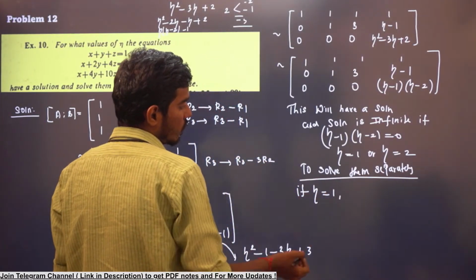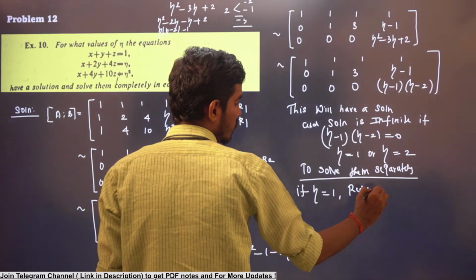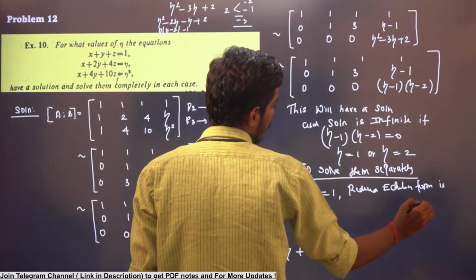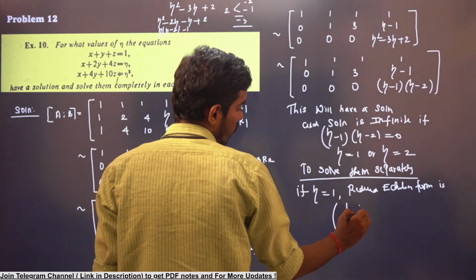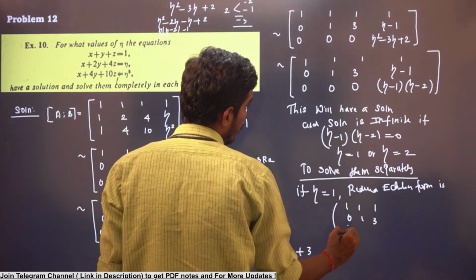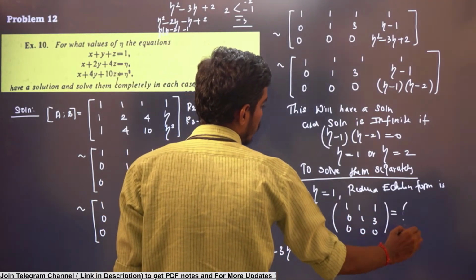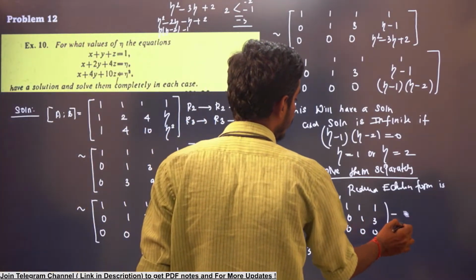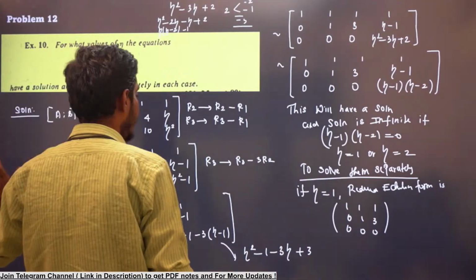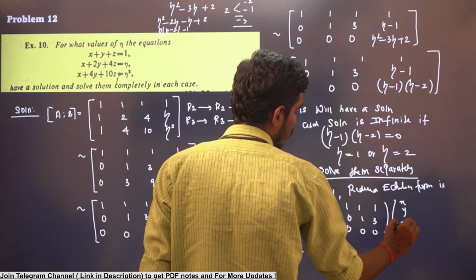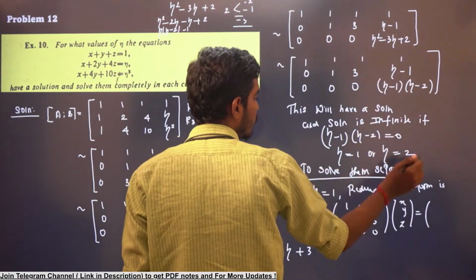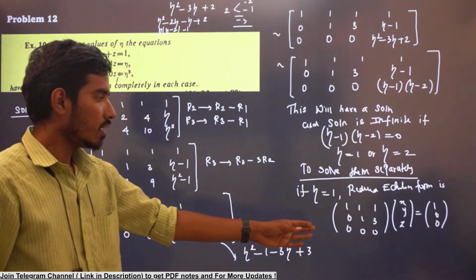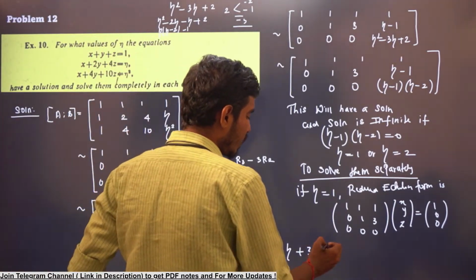If eta is equal to 1, the reduced echelon form is 1 1 1, 0 1 3, 0 0 0. Usually when we are solving, we write the reduced echelon matrix to Ax equal to B form. That is what I am doing here. This is a reduced echelon matrix. If eta is 1, this will be 1 0 0, right? Now solve this. The number of free variables is one. I'm not going to do this fully, right?